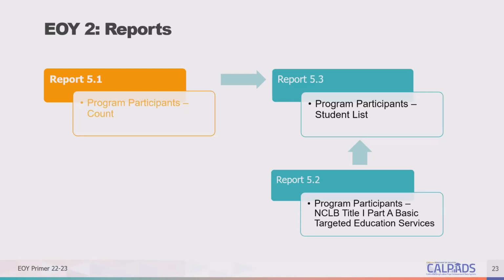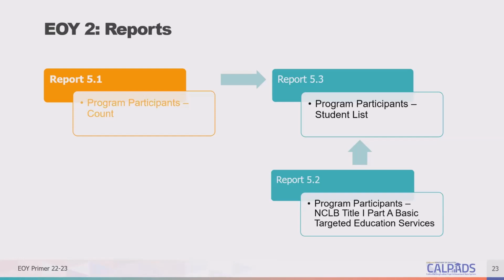There are also 2 supporting reports. Those are the reports in blue on the right-hand side here. These reports, Report 5.2, NCLB Title I, Part A, Basic Targeted Educational Services, and Report 5.3, Program Participants Student List, are supporting reports that will allow you to better understand and analyze the information and data contained in Report 5.1.